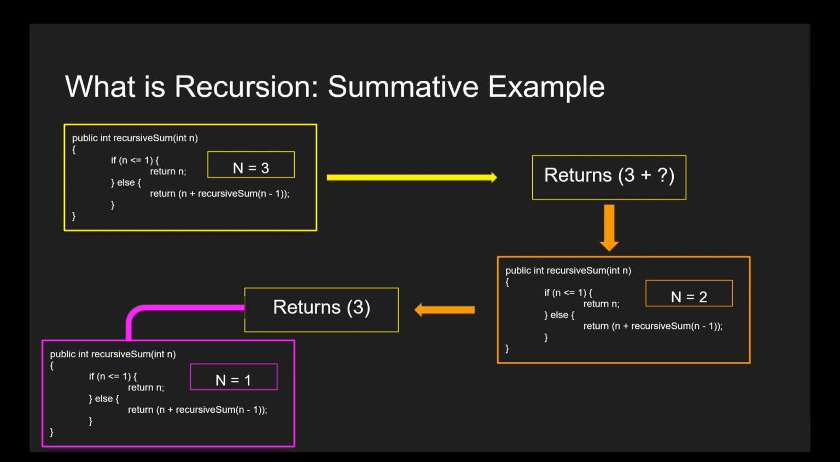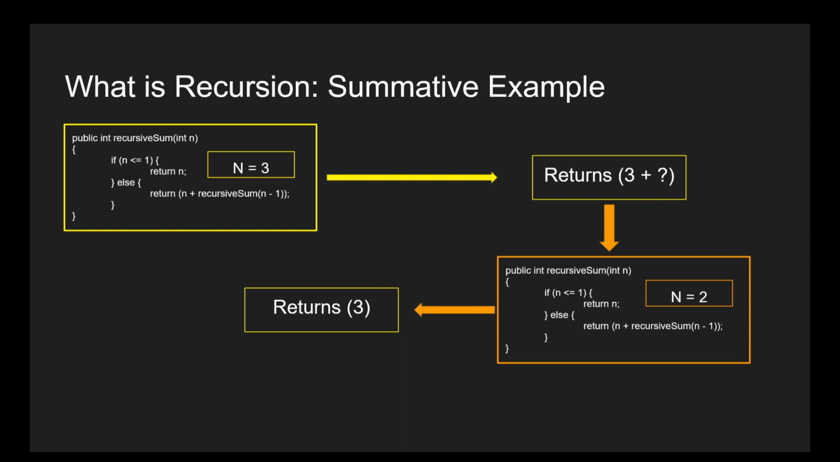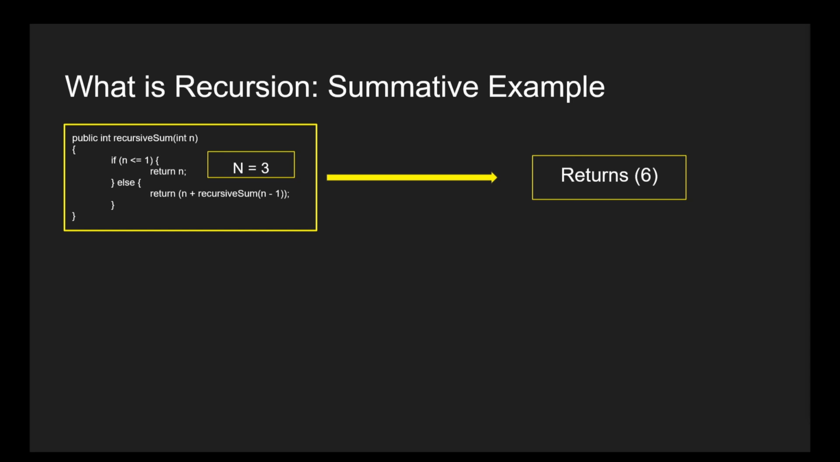Now this 3 is what gets added to the first function call, which is 3, and so it becomes 3 plus 3, which is 6. And finally, after all the time, we get returned 6 from the function, which, if you have been following along at home, 3 plus 2 plus 1 is indeed 6.